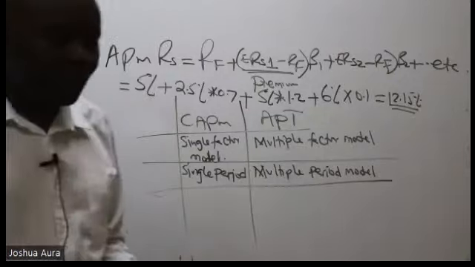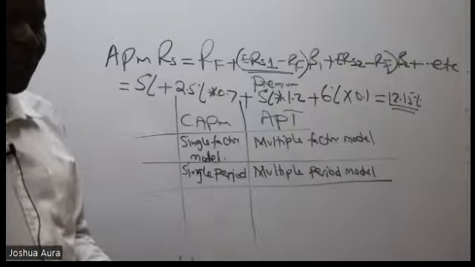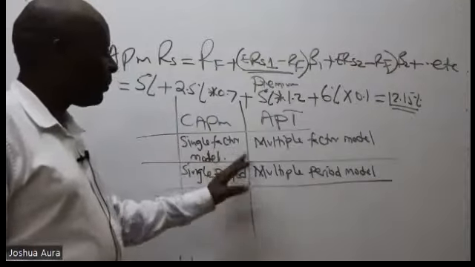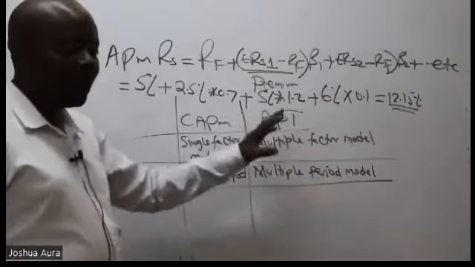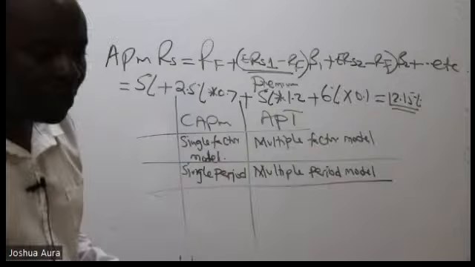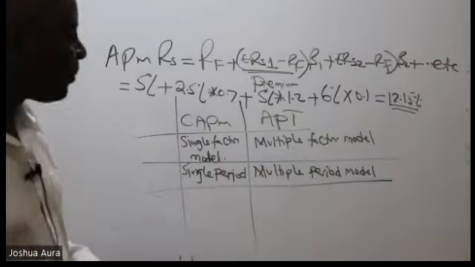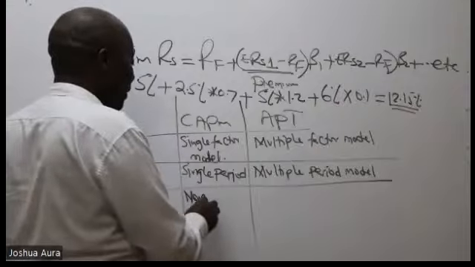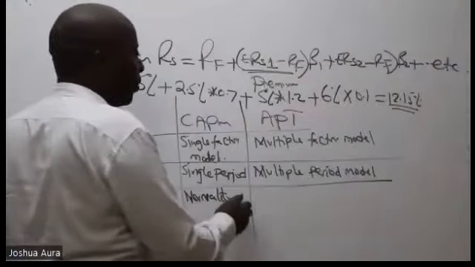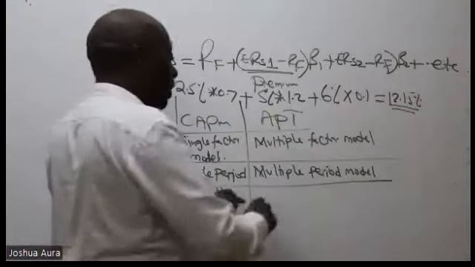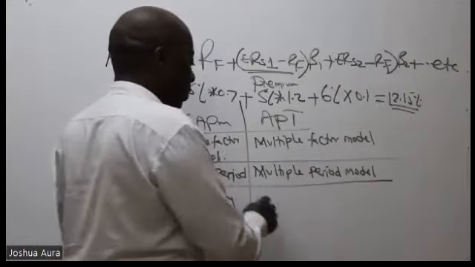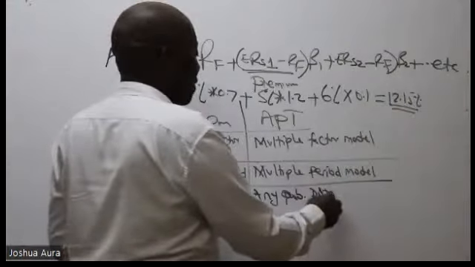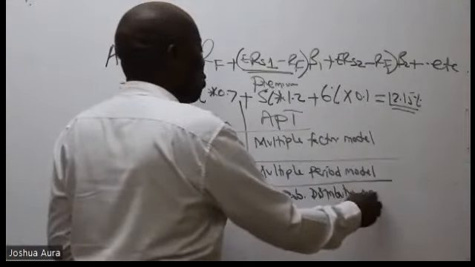So CAPM uses market premium only. APT has other factors. CAPM is a single factor model, which is the market premium, whereas APT can make use of any other factors. CAPM assumes normal distribution, whereas APT, ladies and gentlemen, can make use of any probability distribution model, even if they are skewed.